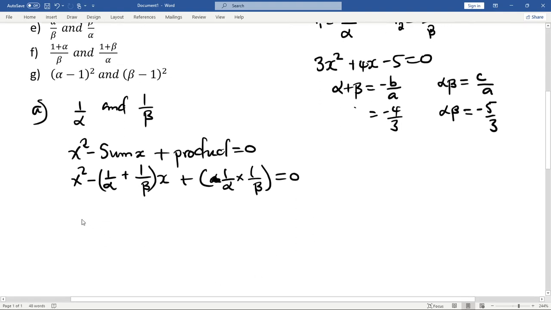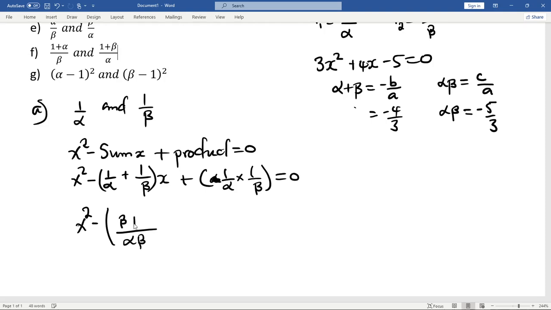So we proceed. We have x squared minus, then in the middle our common denominator is going to be alpha beta. So alpha into alpha beta will remain with beta, plus beta into this will remain with alpha by 1. We just have alpha. We have x plus, open brackets, then this side we have 1 over alpha beta, equal to 0.